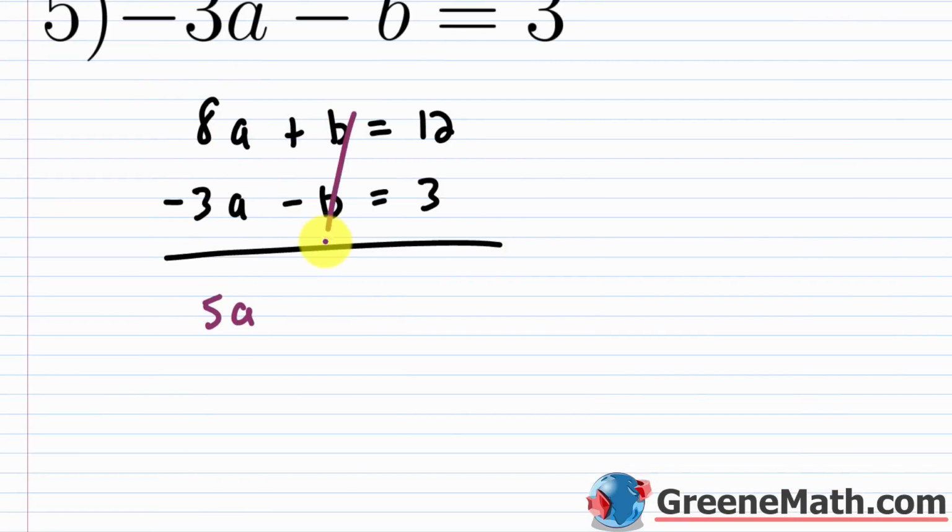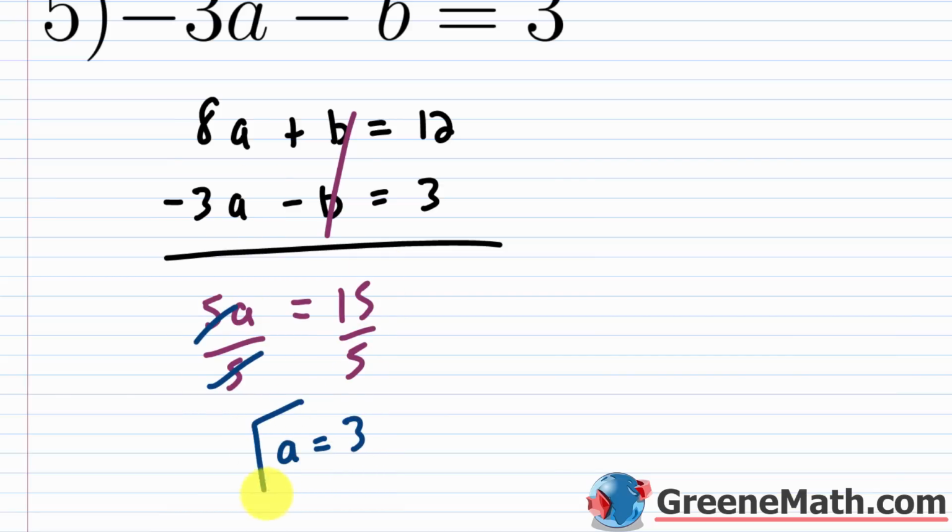You have plus b and minus b, so that's going to go away. And this equals 12 plus 3, which is going to be 15. And of course, you can just divide both sides here by 5, and this would cancel. And you have a is equal to 15 over 5, that's going to be 3. So a is equal to 3.